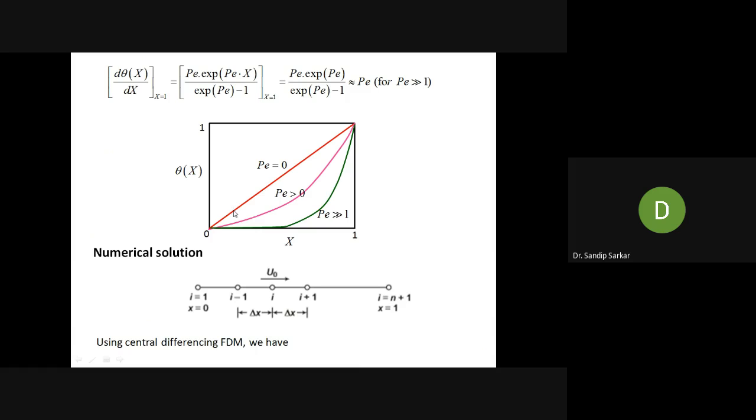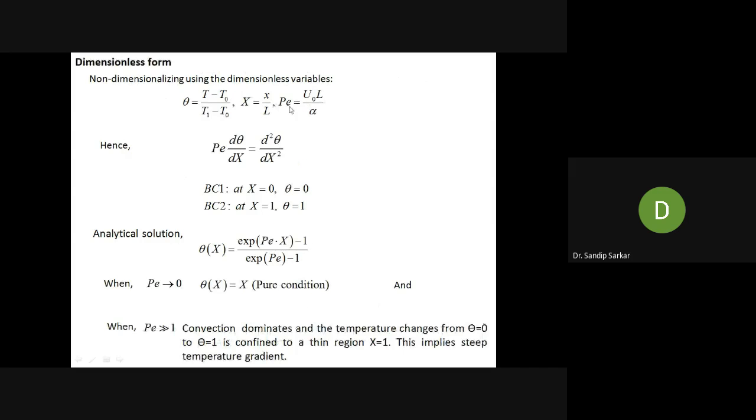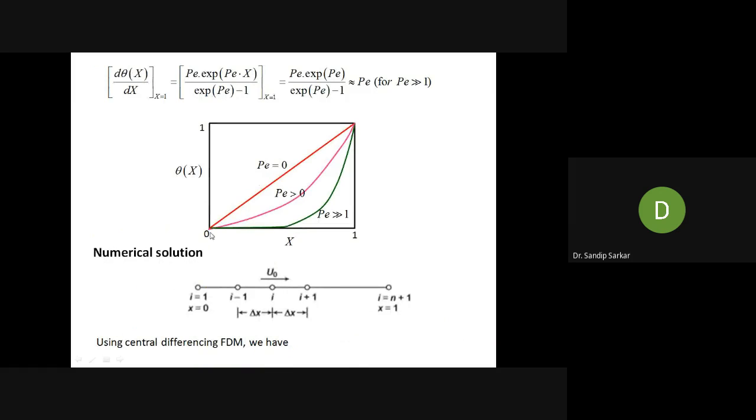That is, what is the variation of temperature with distance from the inlet to outlet, how the dimensionless temperature is varying from the inlet to outlet. For Pe equal to 0, that is the purely conduction case, there is no convection present, pure conduction. d2 theta/dx2 equal to 0, the pure conduction equation. That means your temperature will increase linearly from inlet to the outlet, linear variation, for Peclet number equal to 0.